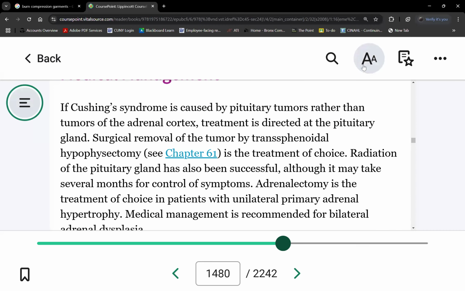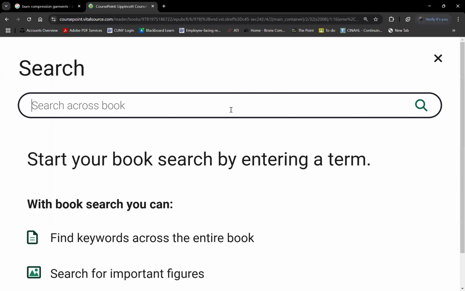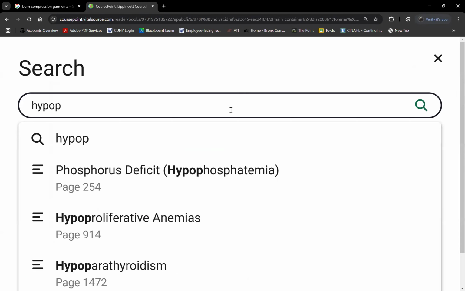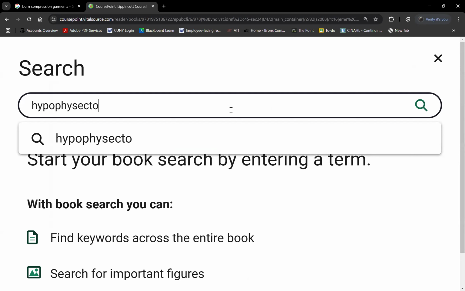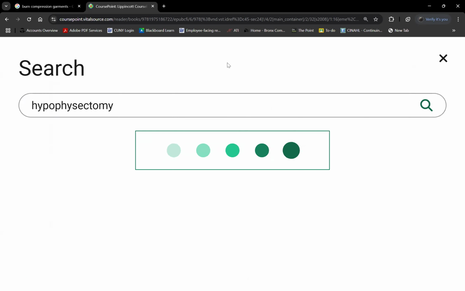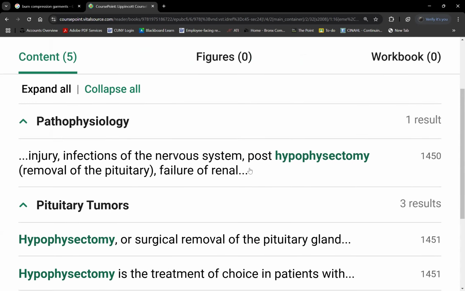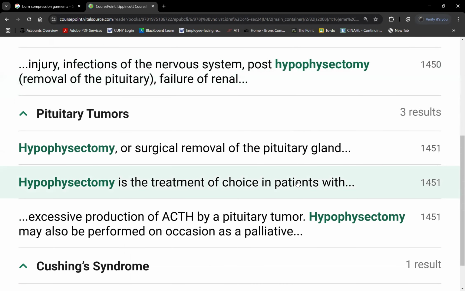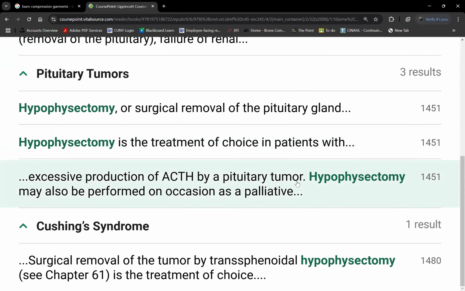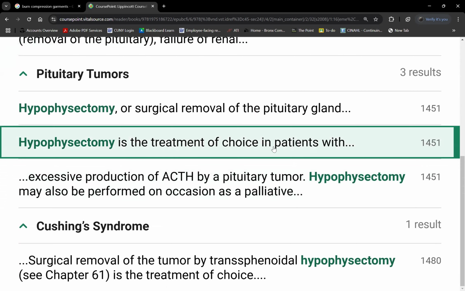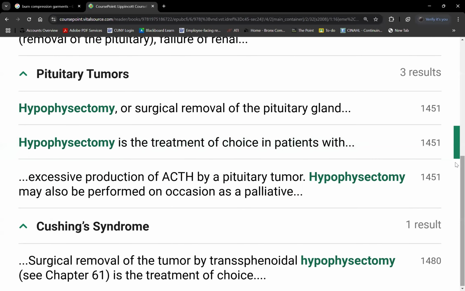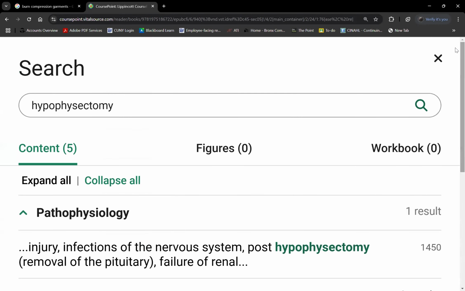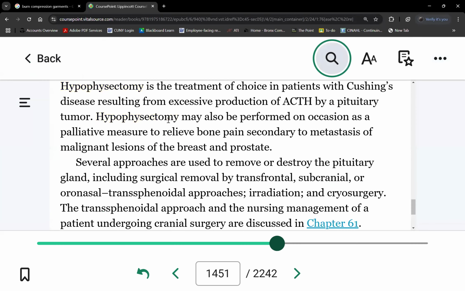Let me go to the page. Now, where is the pituitary gland? Where's your pituitary gland? It's in your brain. It's between your eyeballs. It's right here in the center.